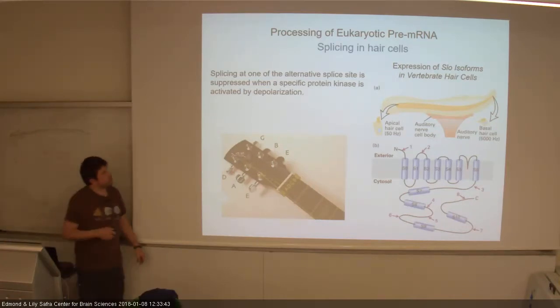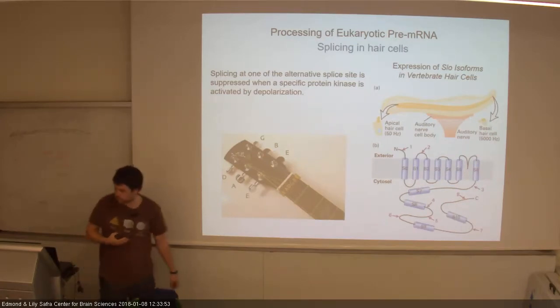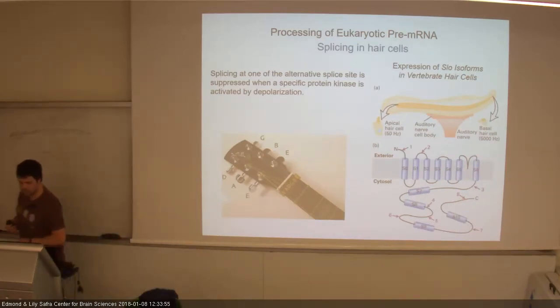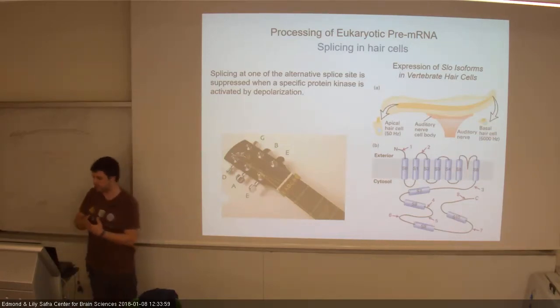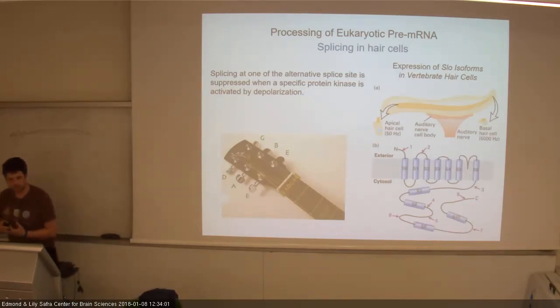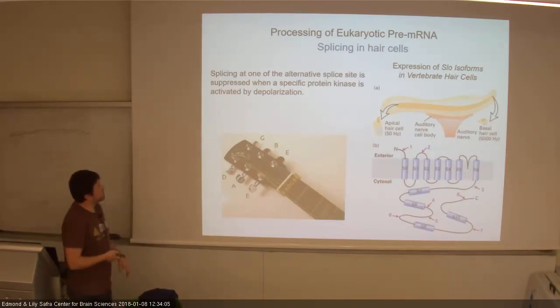So splicing, or one of the splice sites, is sometimes suppressed. What people have seen in research is that the thing that determines whether a specific splice variant will be formed is often due to the activation of a specific protein kinase that is activated by depolarization.